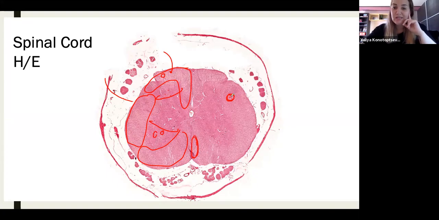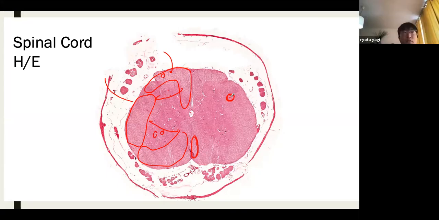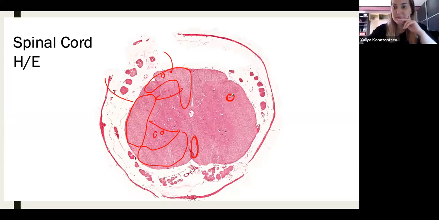What was the job of the lateral corticospinal tract? For the limb. Yes, it was innervating the limbs, right? So anterior corticospinal was innervating the trunk, the skeletal muscle of the trunk.